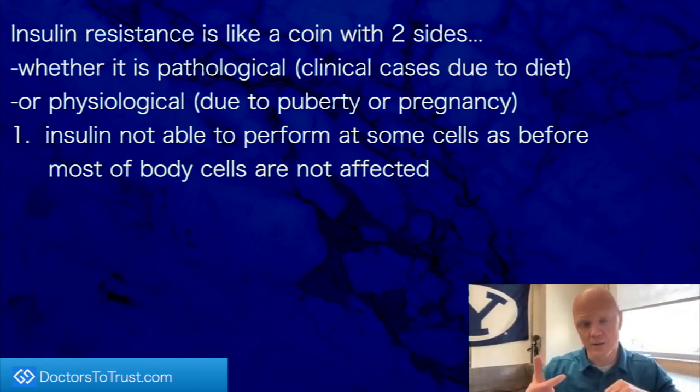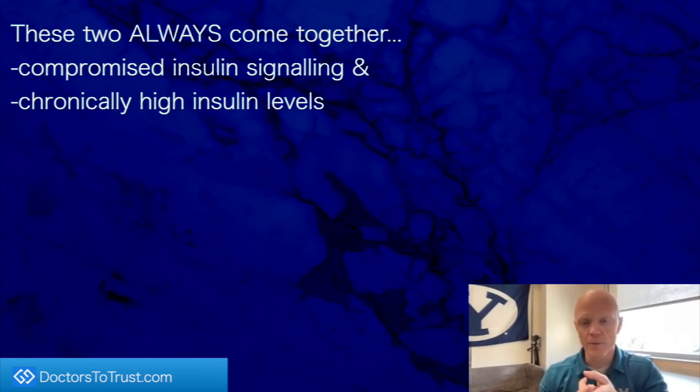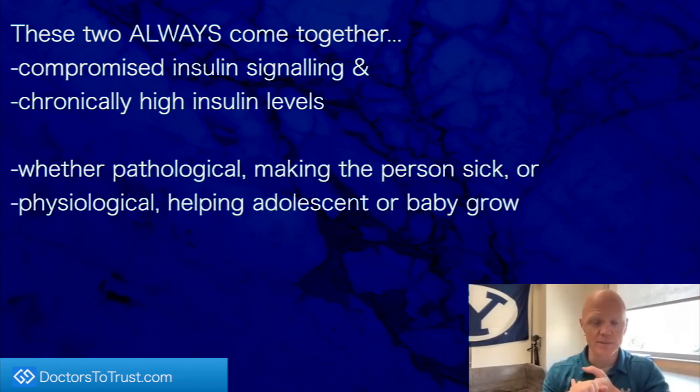But the other side of that coin is hyperinsulinemia, or chronically elevated blood insulin levels. These two things will always come together: compromised insulin signaling and chronically elevated insulin itself. Whether it is a pathological insulin resistance that's making the person sick, or the physiological insulin resistance, which is helping that boy or girl grow very rapidly during puberty, or helping mommy's body and baby-to-be's body grow throughout the pregnancy. In all of these instances, it's the combination of those two variables, or both sides of the coin. You can't have one without the other.